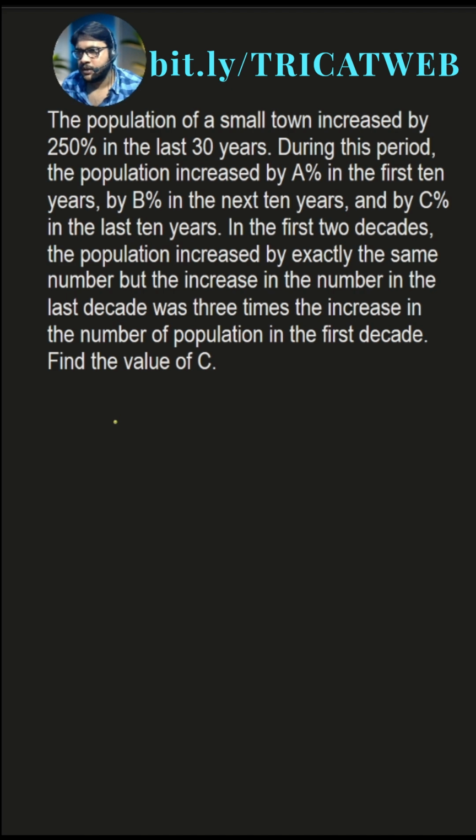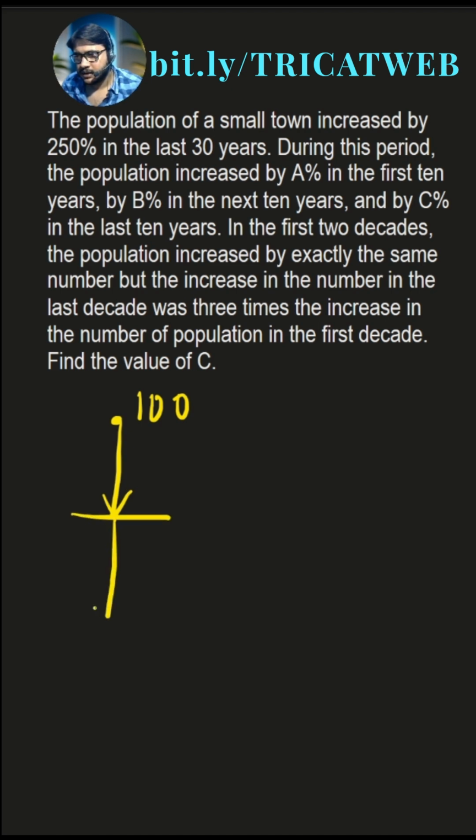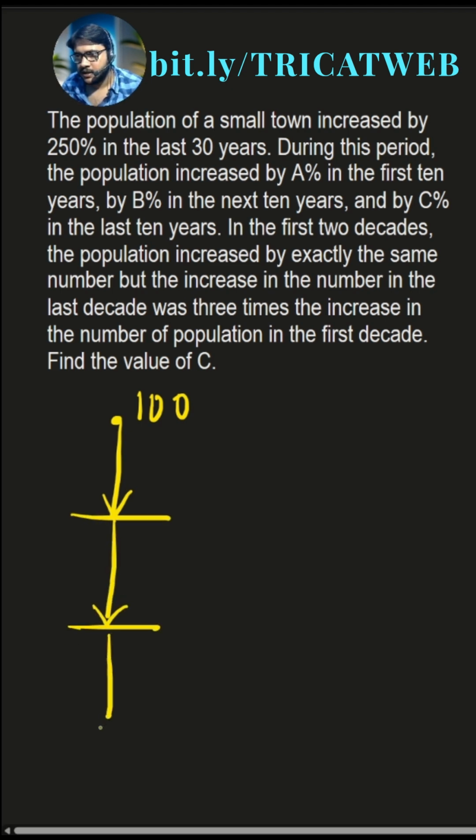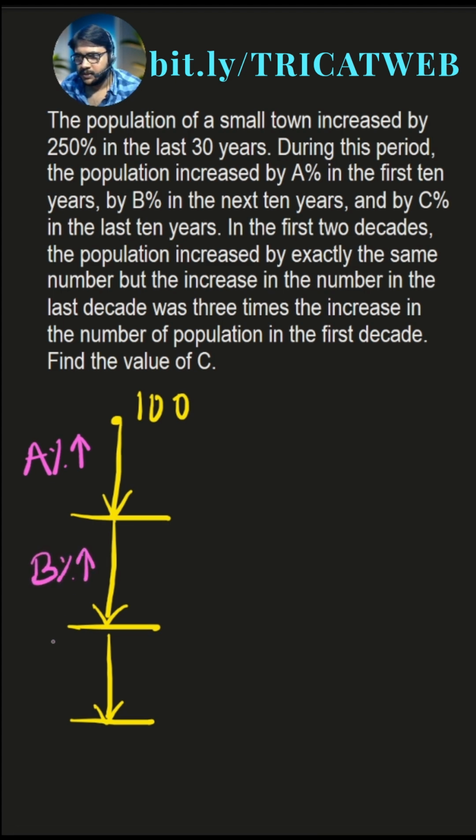So to make my life easy, what I would like to do in this question is assume 100 as the beginning, then after 10 years, another 10 years, and finally the last 10 years. They have said that there has been a constant streak of increment, so A%, B% and C% increment in all these years. They are asking us to find the value of C, but they haven't given us anything.